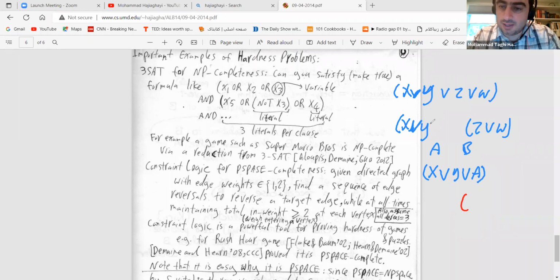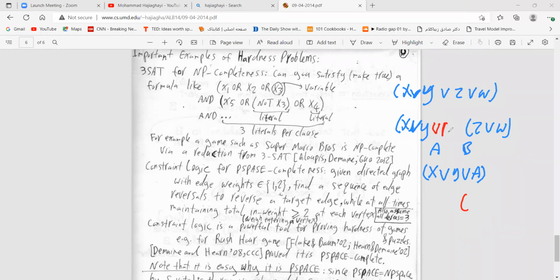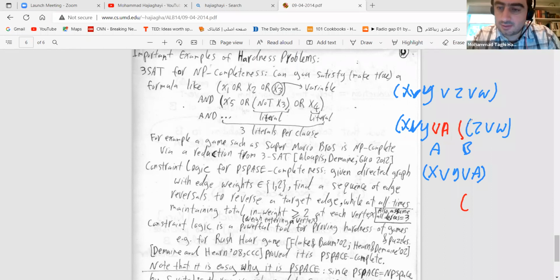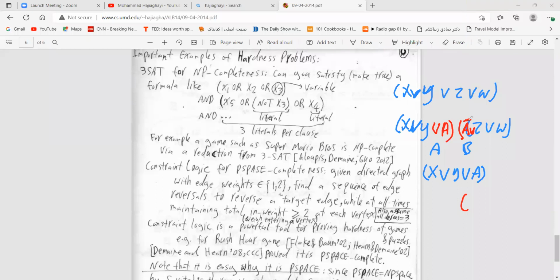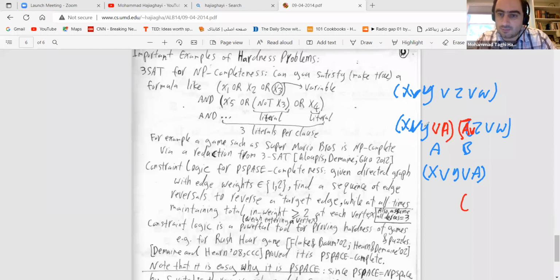I will do it here. So we have X, Y here. Then we put A here, and then here I will also add A bar. So here I have X or Y or A, and this one is A bar or Z or W. Correct? Yes.